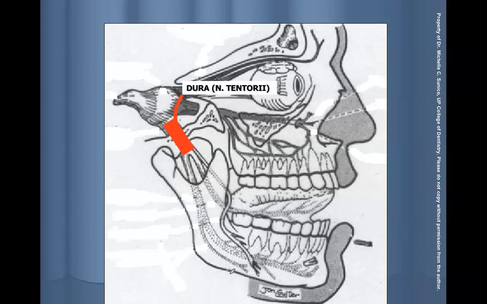While it is still inside the skull, it gives off a sensory branch to the dura. Some books call it the nervus tentorii. And then it exits the skull through the foramen ovale, and it gives off several branches. Still, the nerve is undivided, and some of these branches are sensory and some are motor.